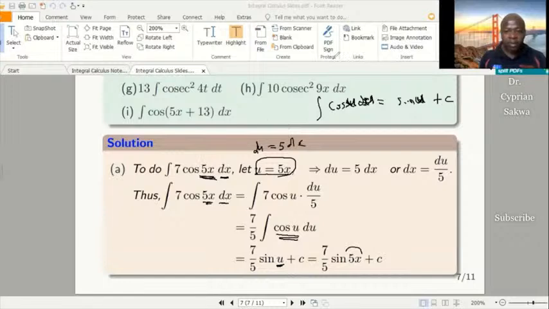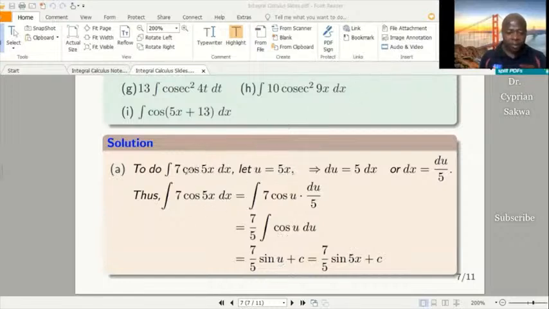Now, what I will notice is that we can do this mentally, because what we were given was 7 cos of 5x dx. We need to know how to do this mentally because a time will come when we have more complicated integrals. When we are dealing with complicated integrals, we need to know how to do this part mentally so that we do not waste a lot of time.